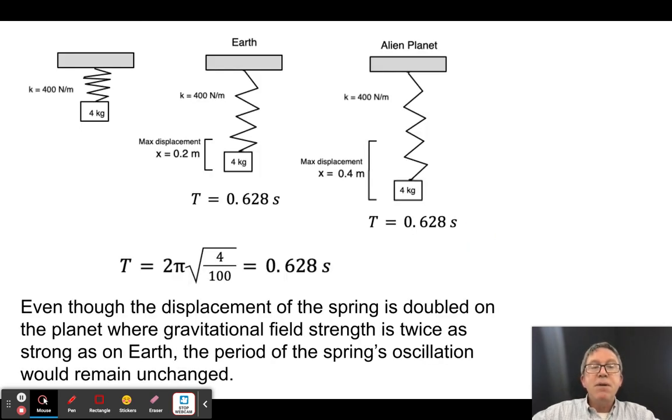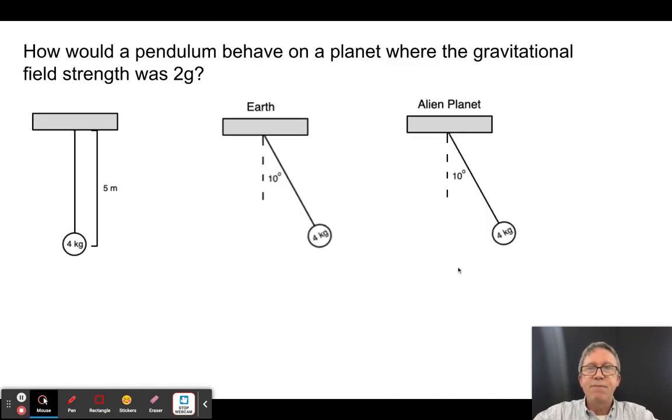Okay, now let's talk about what happens to the period. So on Earth, the period was equal to 0.628. So remember I just said 2 pi times square root of 4 over 400, and that gives me 0.628. If I took it to the alien planet, that force of gravity didn't change that. So it would oscillate in the same amount of time. So it's basically completing oscillations in the same amount of time, but it's going further, so it's going faster, and hence it has more kinetic energy, 4 times as much, in fact.